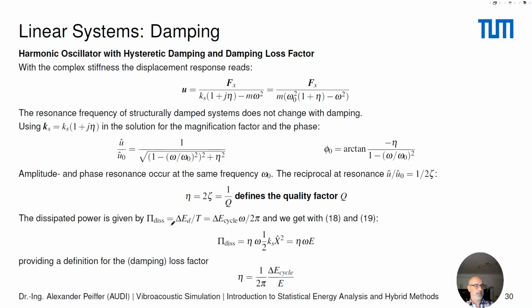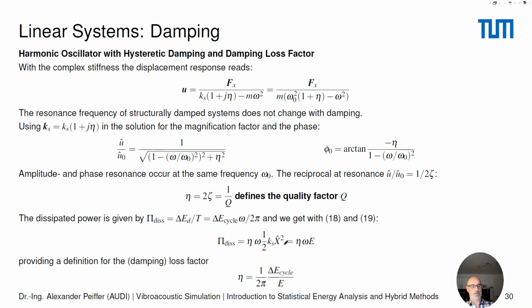However, again, the dissipated power is given by exactly the loss of energy over one period, which is one cycle. And if we express T in terms of omega, we can write it in this way. Entering this again into this equation gives us this formula, which could then at the end of the day be converted into this expression. So the dissipated power is the damping loss factor times the angular frequency times the energy.